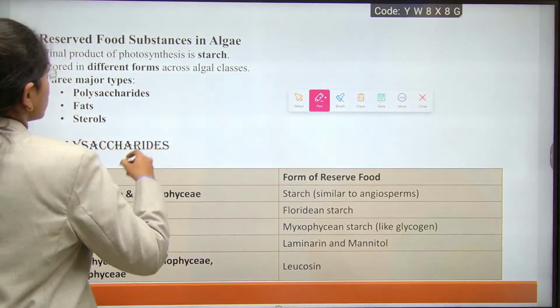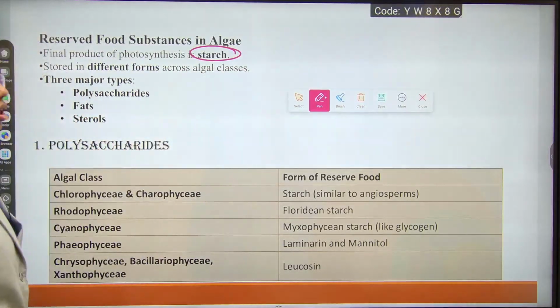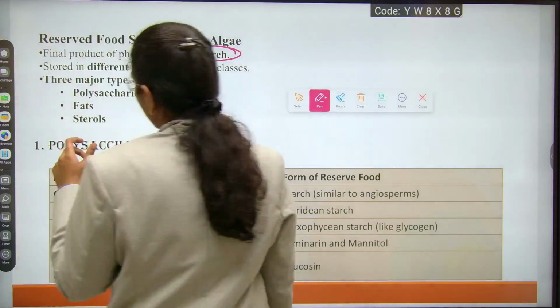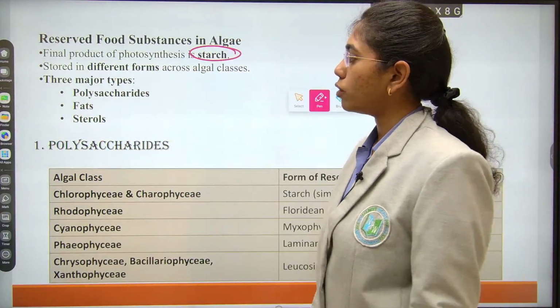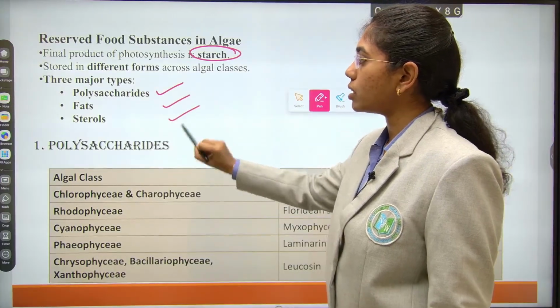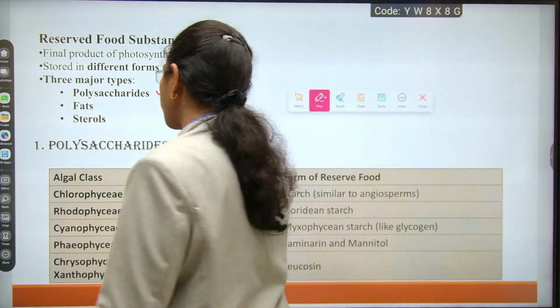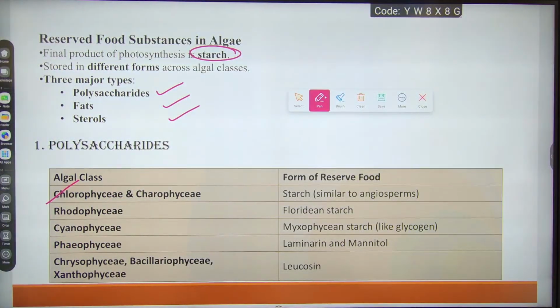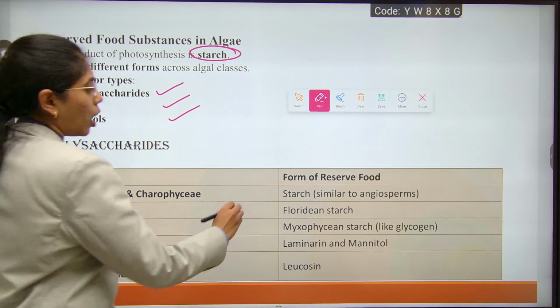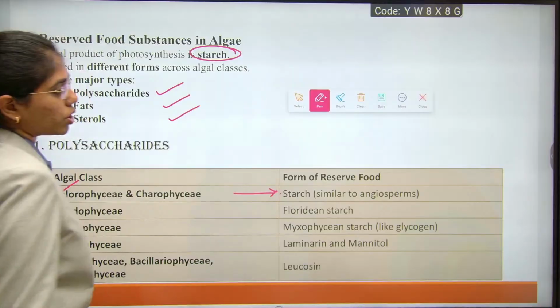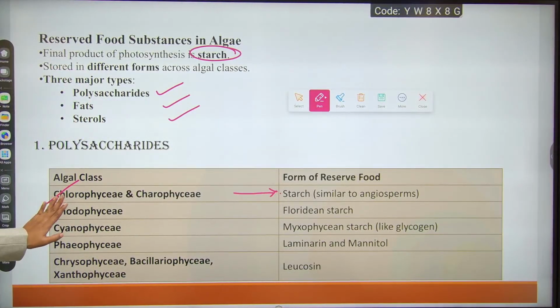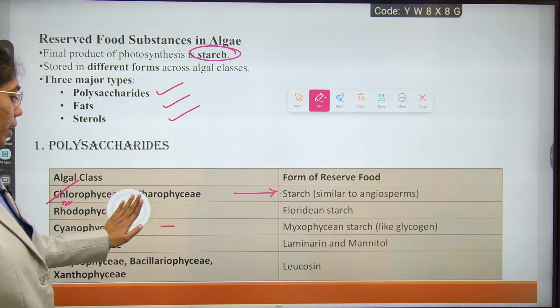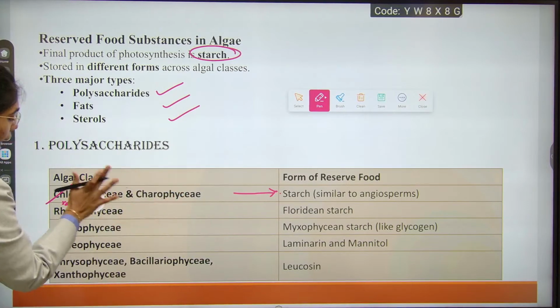The final product of photosynthesis is what? Starch. Of course, glucose is stored in the form of starch. Different forms of food storage are present here. 3 major types of food storage are present. One is polysaccharides, second is fats and third is sterols. So here you see first chlorophyceae and charophyceae. For both, the reserve food is starch, which is similar to that of angiosperms.